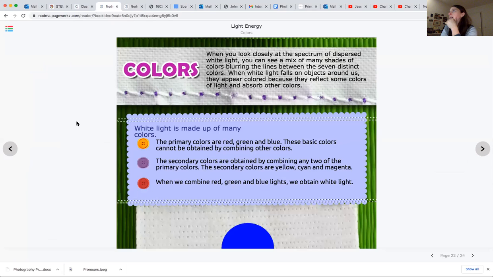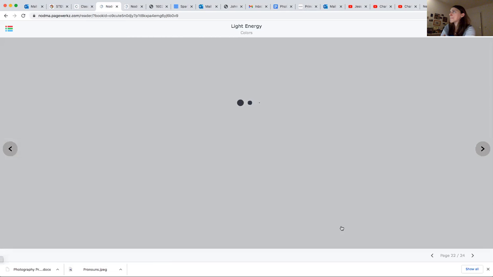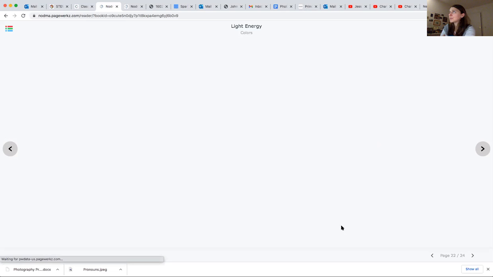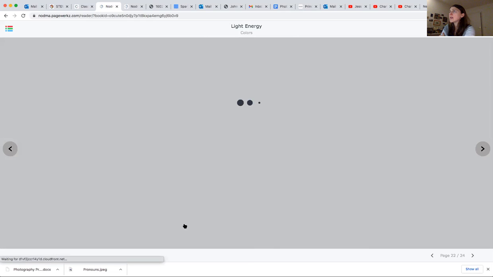So yeah, this one here is when you look closely at the spectrum of dispersed white light, you can see a mix of many shades of the colors blurring the lines between 7 distinct colors. When white light falls on objects around us, they appear colored because they reflect some colors of light and absorb others. So it then just goes into a lot more detail about that, and it shows the combination of lights and colors. If you want to go a bit more into that, it explores it even further.